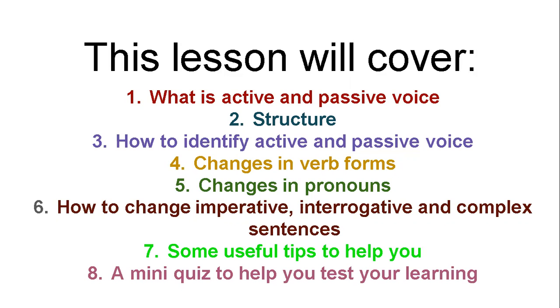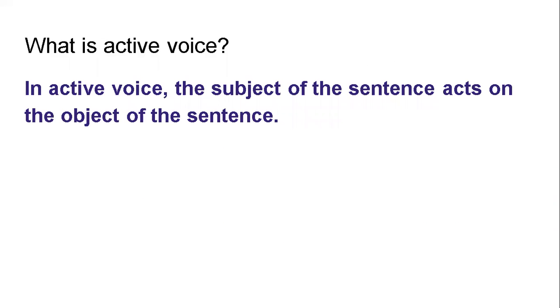The first part. What is active voice? In active voice, the subject of the sentence acts on the object of the sentence. Now, if you have to understand what I am saying here, you need to know what is the subject and what is the object in a sentence. If that is not clear to you, you cannot move on. So let's do that first.